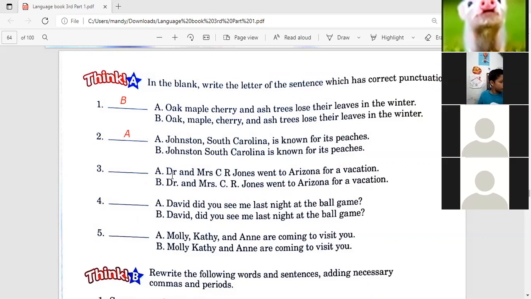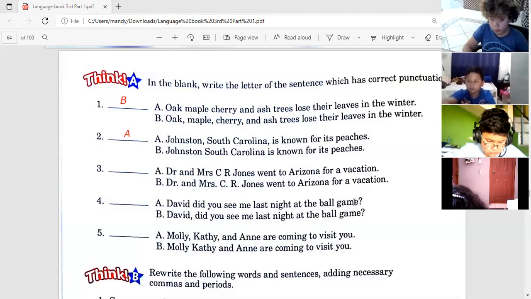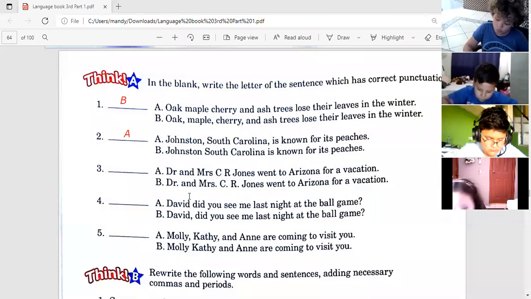Number three. Dr. and Mrs. C.R. Jones went to Arizona for a vacation. Okay, what is the best answer in that case? A or B? What is the correct sentence? Okay, Allison, number three. What do you think? A or B?